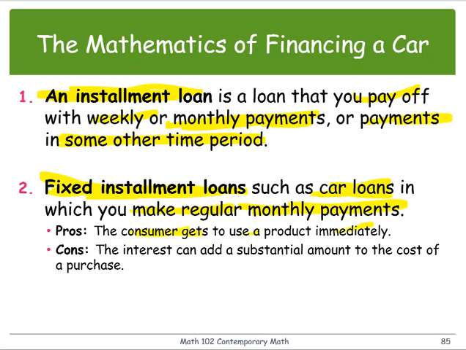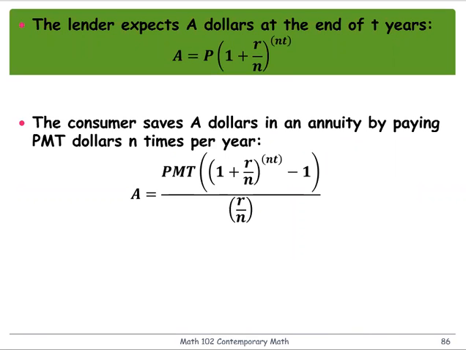gets to use the product immediately, but the con is that the interest can add a substantial amount to the cost of the purchase. To derive the formula, we look at two parts. The first part is the lender part, and the second is the consumer part. The lender expects $A at the end of 2 years, using the compound interest formula, where P is the loan and A is the amount that the lender expects to get at the end. R is the interest rate.